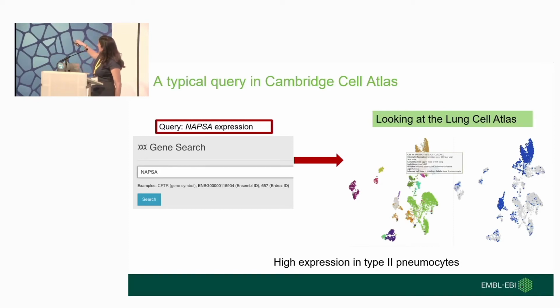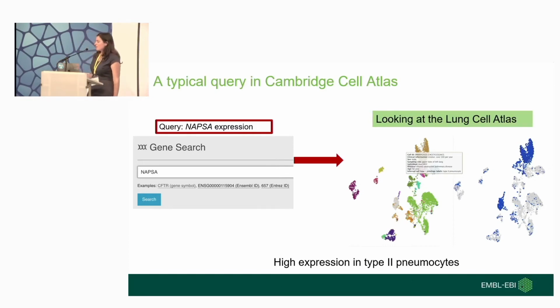First we get the typical UMAP. On the left-hand side of the UMAP, you can see the cells colored by cell type. They're all ontologized. And on the right-hand side, you can see the gene expression, and what you can read from that is that it has high expression in, for example, type 2 pneumocytes.